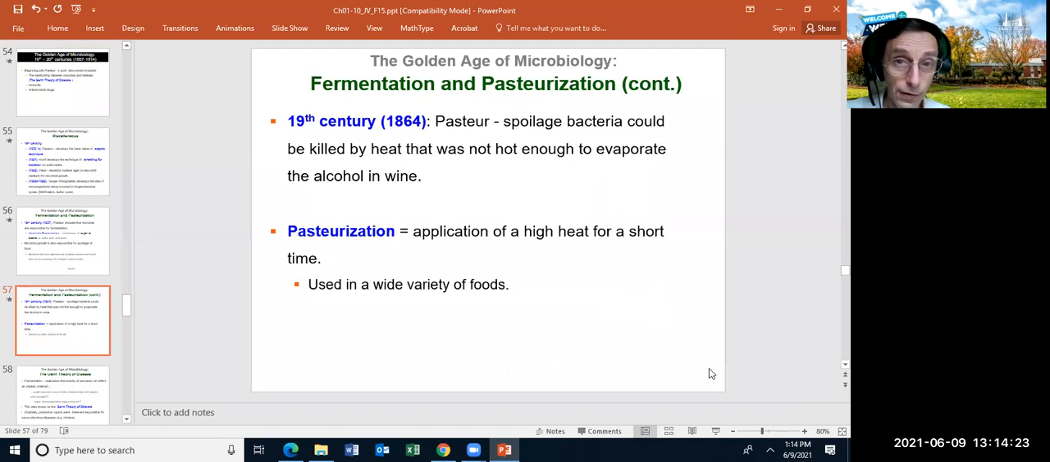Pasteur further went on to show that the spoilage bacteria in the beer could be killed by heat, and he applied a heat that was not hot enough to evaporate most of the alcohol in the beer and the wine. He applied this for the beer and the wine industry. So pasteurization came about because the beer and the wine industry wanted to stop their product from being spoiled. Then pasteurization became available for a large number of other products, and it's mostly used today with milk. Pasteurization is the application of a high heat for a short period of time. It's used in a wide variety of foods.